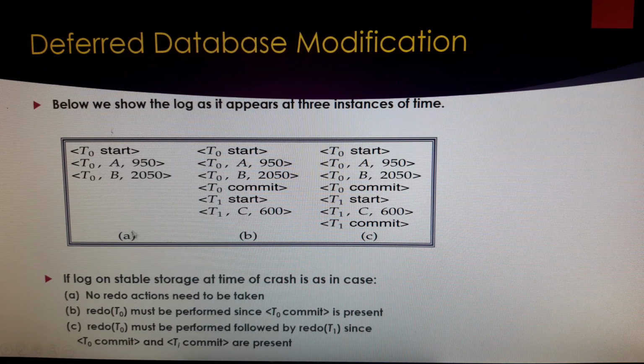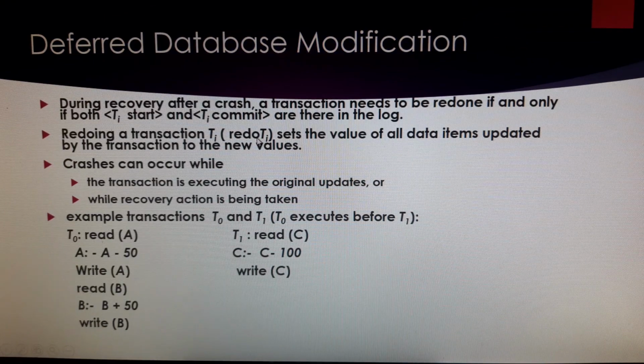In the first situation there is no commit, so you can't do anything. No redo action is performed; both values remain stored with the initial values. In deferred database modification, you observe only one operation, that is redo. After commit you can redo; before commit you can't redo. So you execute only one operation, which we call redo.